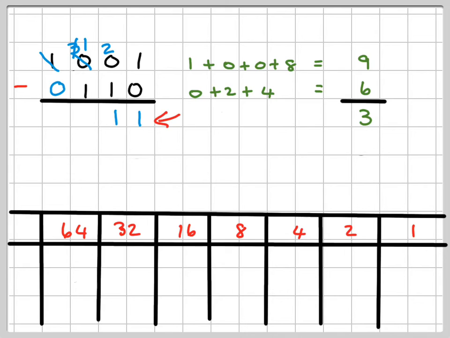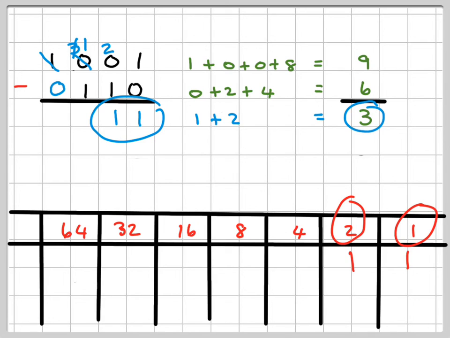Let's convert it and hopefully it comes to the 3. Yes, it does. If we put 1, 1 down here, we can see we've got 1, 2 and 1, 1. So that's going to be the same as 1 plus 2, which is equal to this 3 over here. So the binary number 1, 1 is the same as the 3 on the other side. And it worked out beautifully.